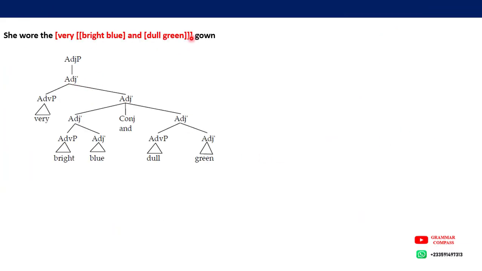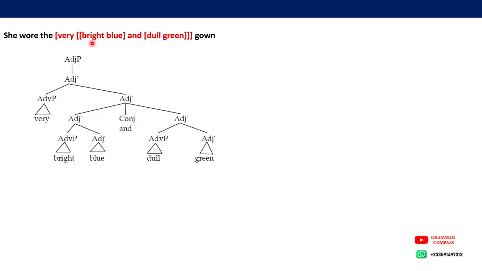Now this is a coordinated adjective phrase. Let us apply the rules here. Very bright blue and dark green is our adjective phrase, and it moves to an AdjP bar. Now this intermediate category, that is bright blue and dark green, is modified by the adverb phrase very. That is what we have here.